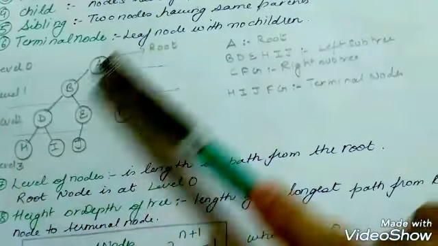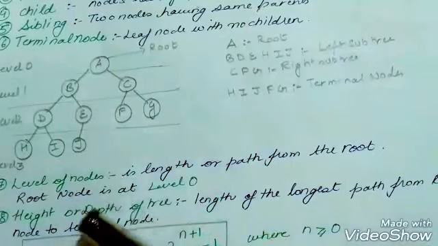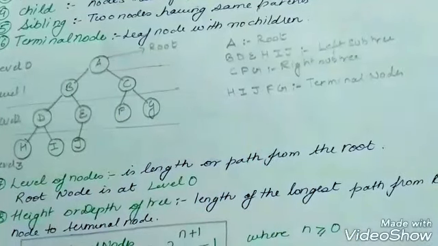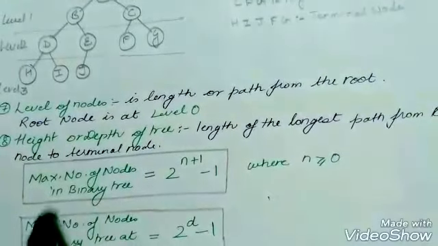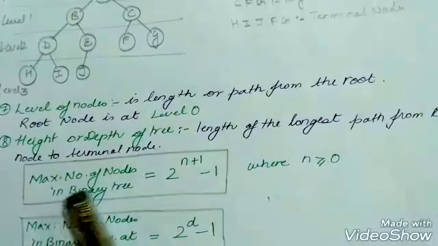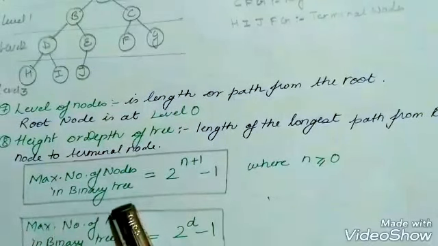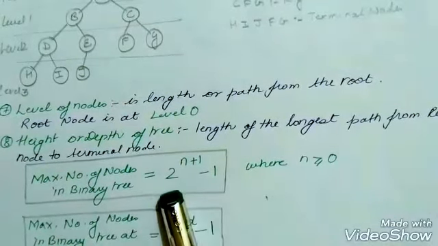This is the longest path. So these paths are telling us the height of the tree. So we have a few formulas which one needs to know. Like if we need to find out the maximum number of nodes in a binary tree, how can we do that? We have a formula for that.